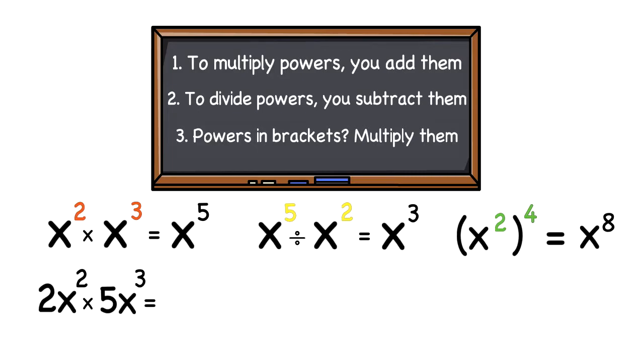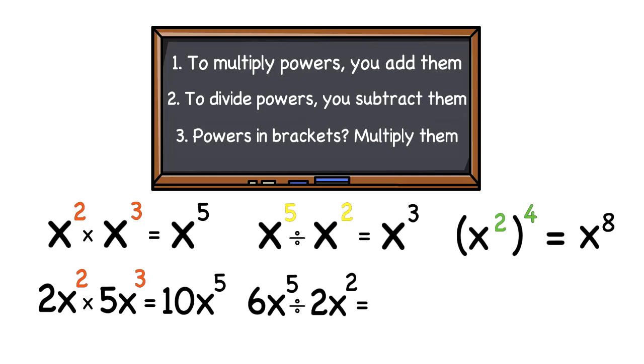If you've got something like this, remember that the larger numbers are just treated as normal. Here I would do 2 times 5 to get me 10, and then because I'm multiplying powers, I would do 2 add 3, which gives me 5, so overall the answer would be 10x to the power of 5.